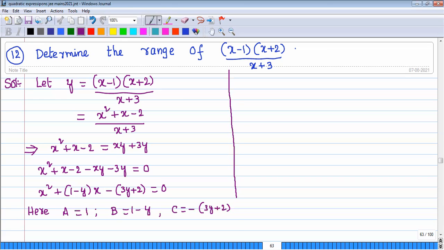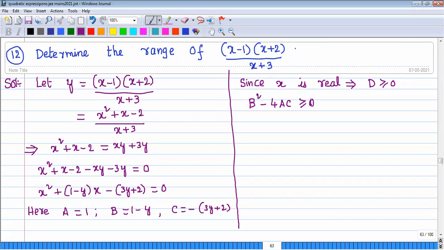Here, since x is real, because the range of the function will be real values only, the discriminant delta or D is greater than or equal to 0. So that is nothing but b square minus 4ac greater than or equal to 0.